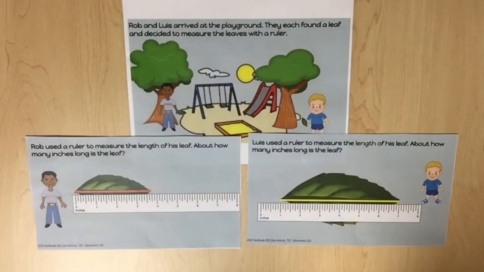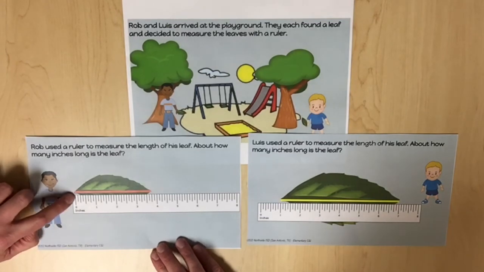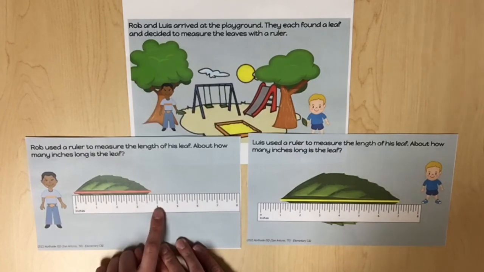Students will also solve addition or subtraction problems involving customary measurements of length. In this example, students will need to determine the length of 2 leaves and then will compare the lengths. Rob and Luis arrived at the playground. They each found a leaf and decided to measure the leaves with a ruler. Here's Rob's leaf. I can see that the ruler starts at 0 and the leaf's between 3 and 4 inches. It's more than halfway past the middle, so it's about 4 inches long.